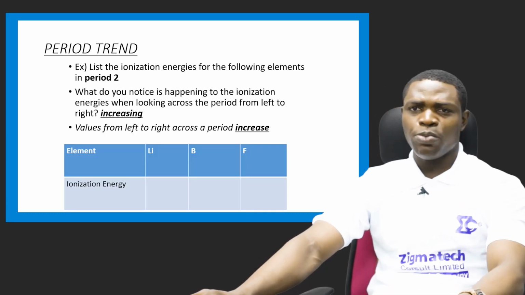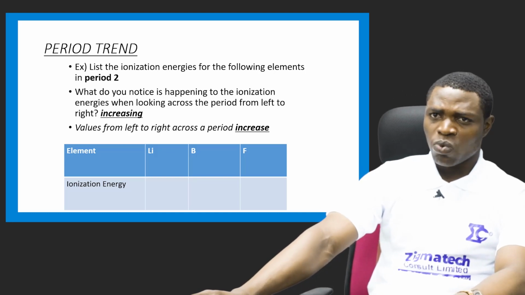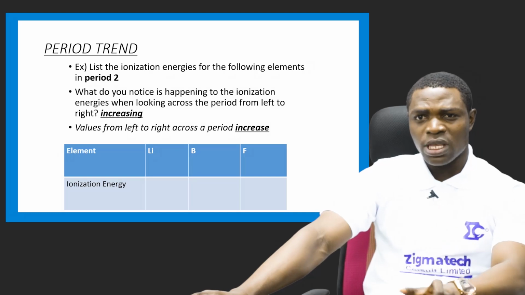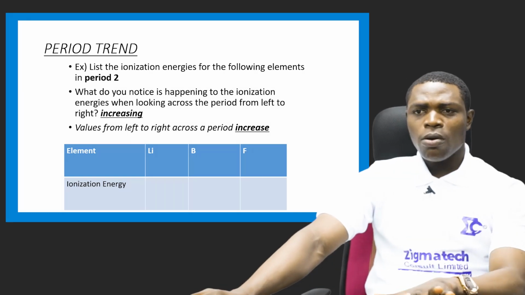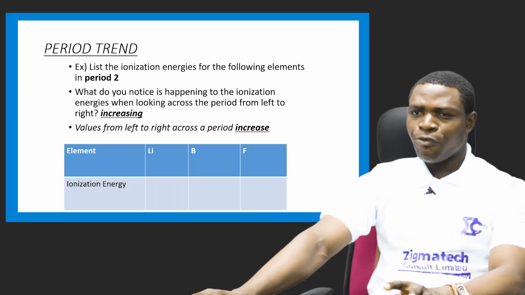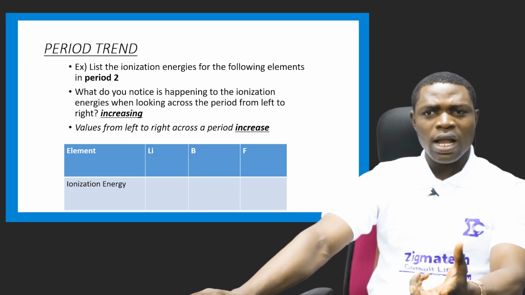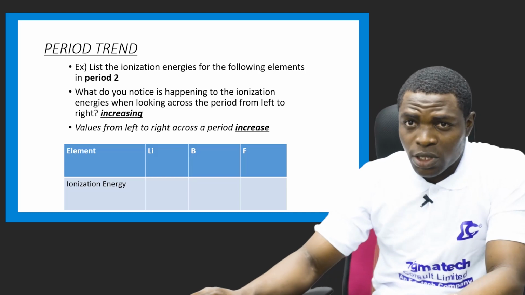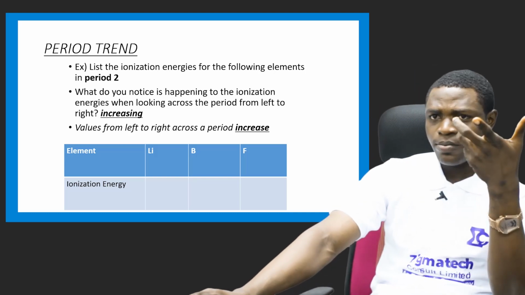Let's start from the period. Now look at the trend. If you are asked to list the ionization energy for the following elements, lithium, boron, and fluorine, look at these three elements critically, and let's look at the trend from the periodic table. Now you will notice something.